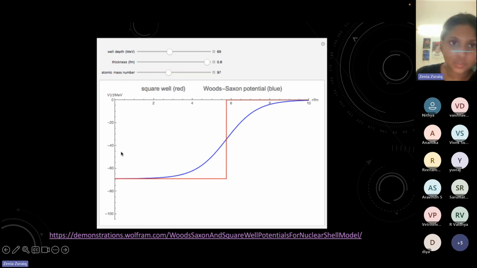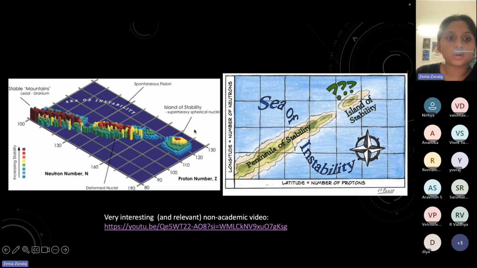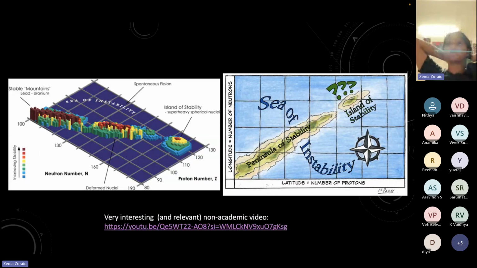This is another demonstration where you can look at how the square well and the Woods-Saxon potential, which is a more realistic potential for the nuclear shell model, can both vary, and how much they vary for a given atomic mass number. That gives you an idea of how much the variation is. Finally, I told you that I will tell you where the nuclear shell model fails. The problem is that nuclei can get deformed and might not maintain spherical symmetry, in which case we get deformed nuclei, and those are not exactly captured by the shell model. Those are the limitations.